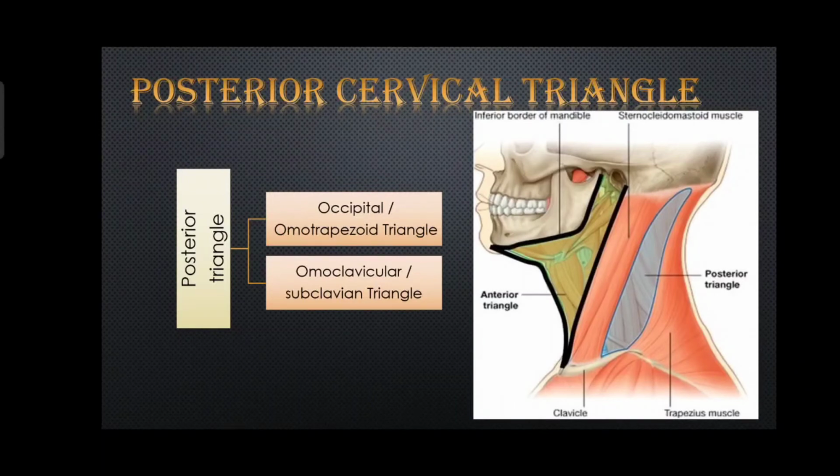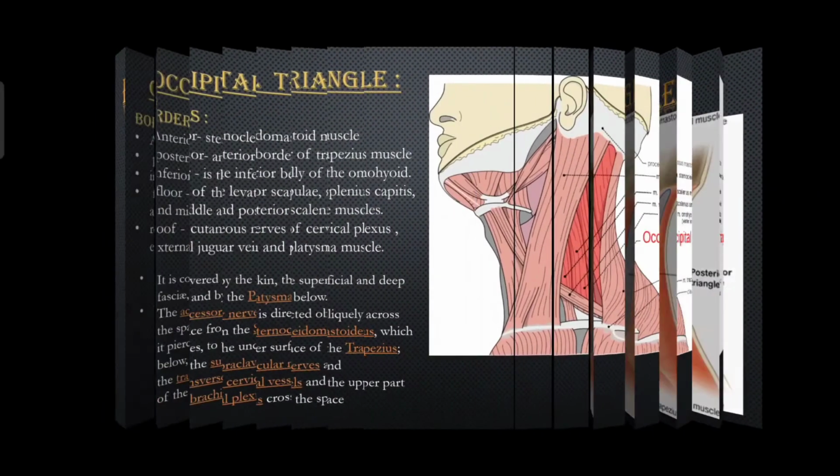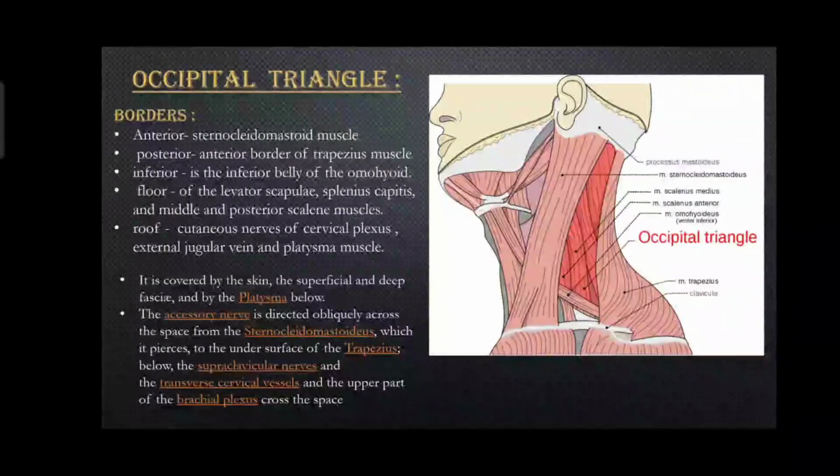Occipital triangle borders: anteriorly, the sternocleidomastoid muscle; posteriorly, the anterior border of the trapezius muscle; inferiorly, the inferior belly of the omohyoid muscle. Floor: the levator scapulae, splenius capitis, middle and posterior scalene muscles. This triangle is covered by skin, the superficial and deep fascia, and by the platysma below.